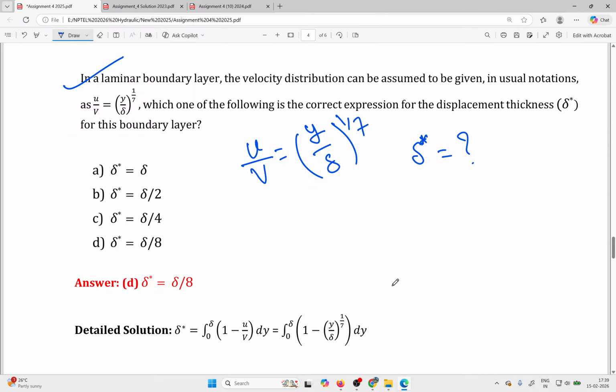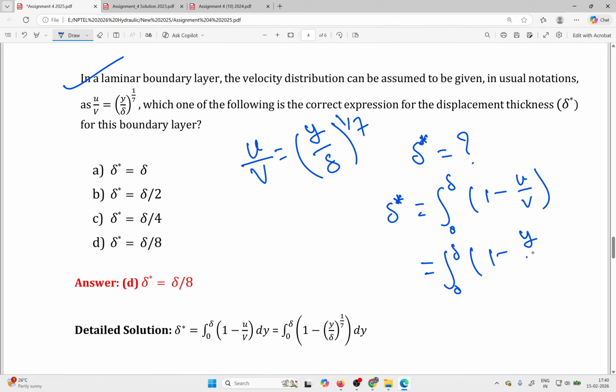But what is the formula for displacement thickness? The formula is written here very clearly: integral from 0 to delta of 1 minus small u by V. So now here you can put the equation value: integral from 0 to delta of 1 minus y by delta to the power 1 by 7 dy. And after calculation you will get delta by 8. This is the correct answer.